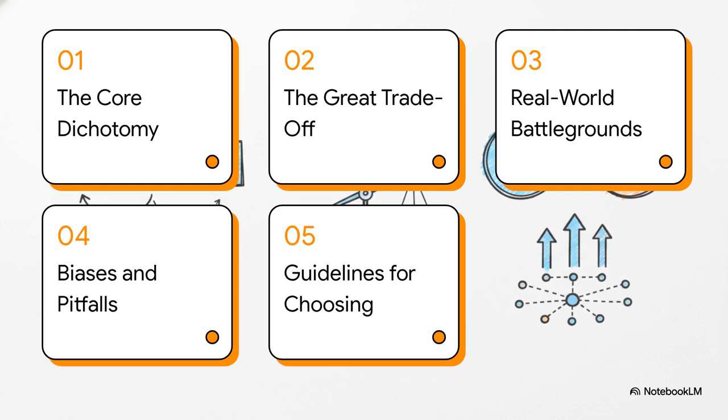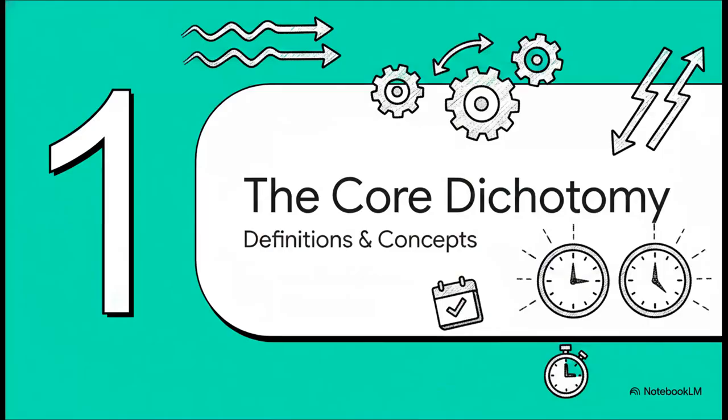Here's our roadmap for this Explainer. We'll quickly define the core dichotomy, then unpack the great trade-off between speed and resources. After that, we'll hit some high-stakes real-world battlegrounds, look at the biases, and finish up with some solid guidelines for choosing your approach. All right, Section 1, the core dichotomy defined.